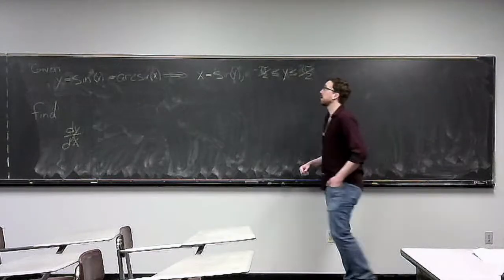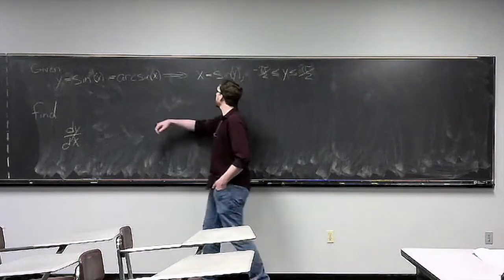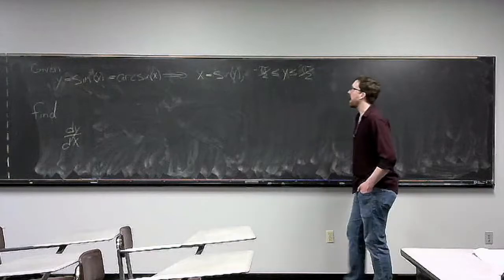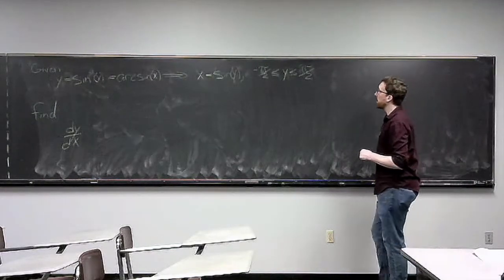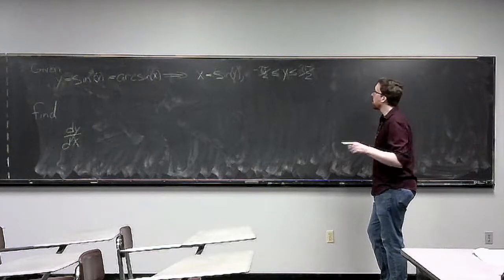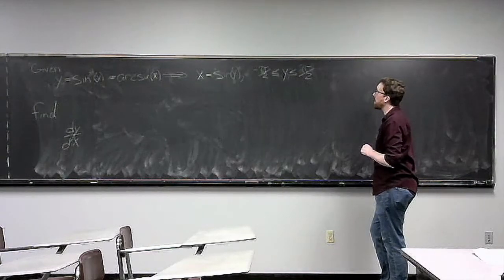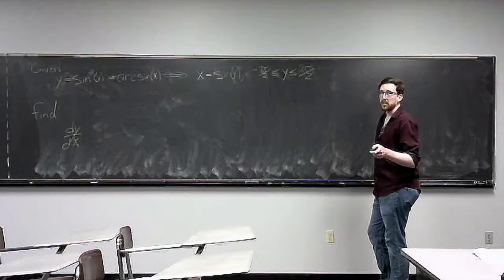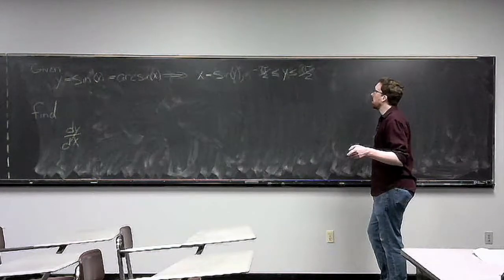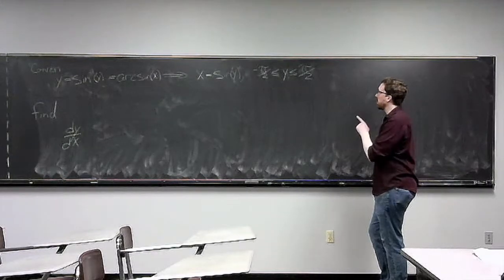But given that y is equal to the arc sine of x, we have then that x must be equal to the sine of y, given that y is between negative pi over 2 and pi over 2. We'll take a couple minutes to think about why that is. Why does y have to be between those values?